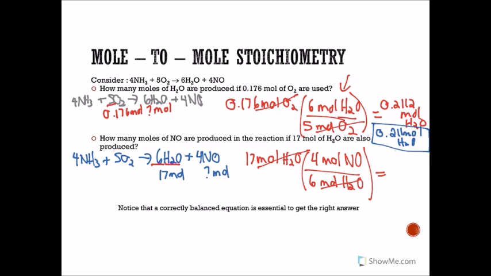And then if we work that out on a calculator, 17 times 4 divided by 6, we get 11.333 repeating, which it looks like we have to two significant figures. 11 moles of nitrogen monoxide.